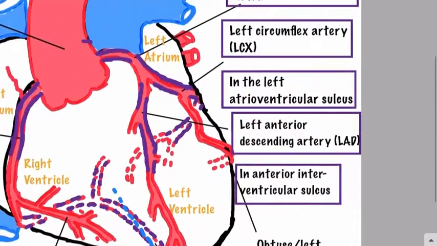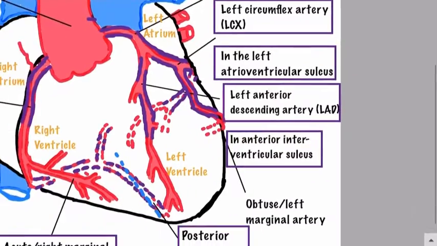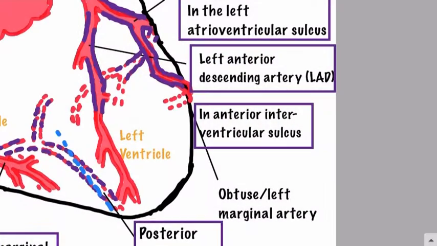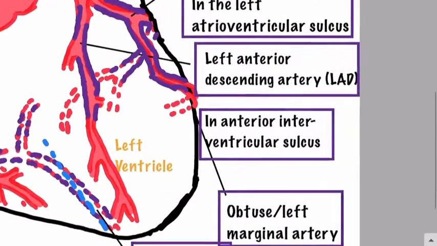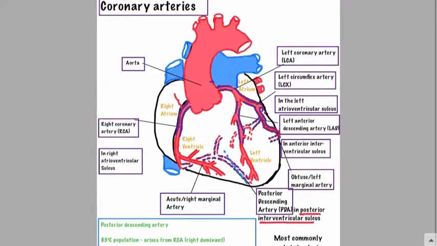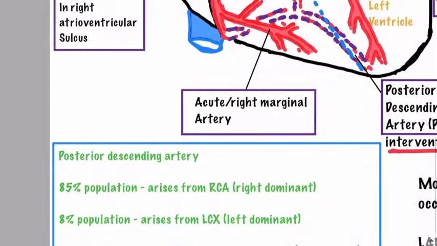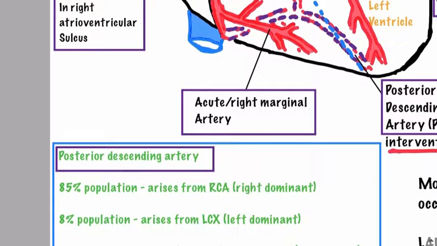artery. The LCX also gives another branch which is known as the obtuse marginal artery or the left marginal artery. This artery also runs, initially it runs anteriorly, and then it also takes a turn and runs onto the posterior surface.